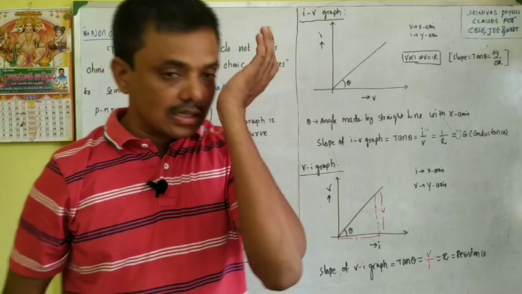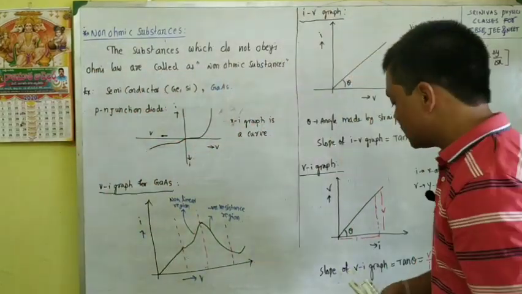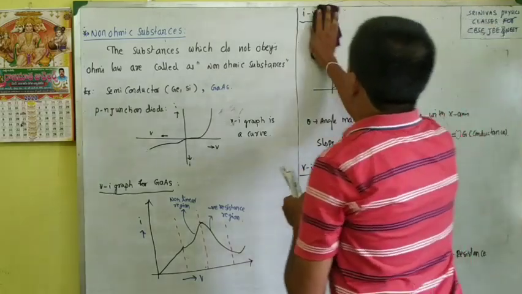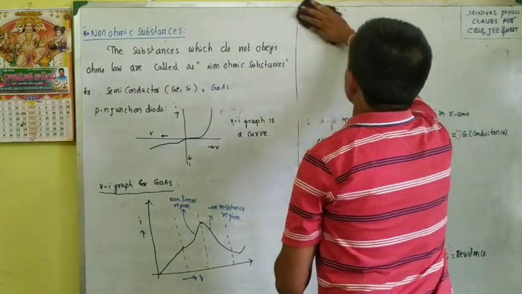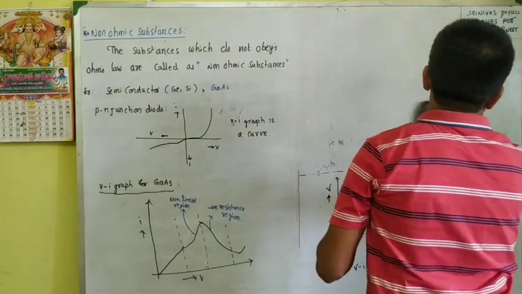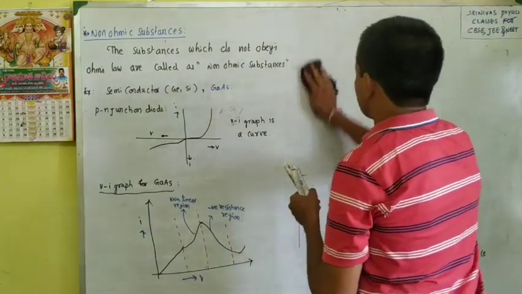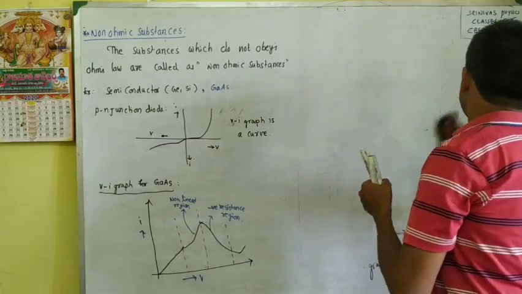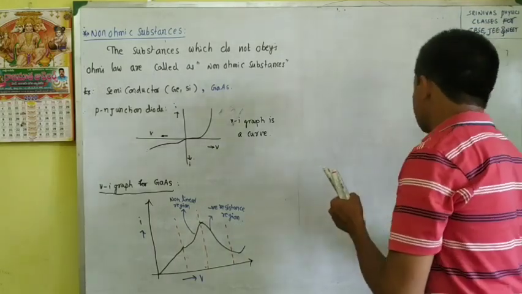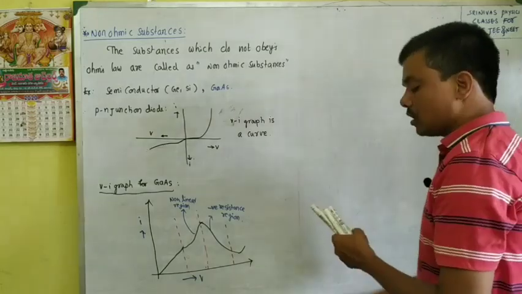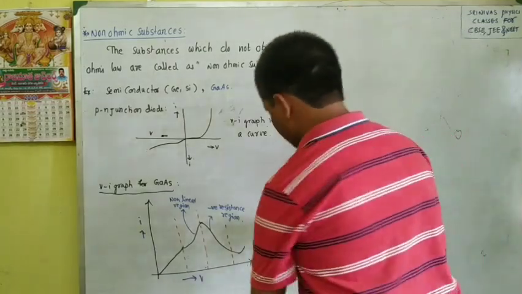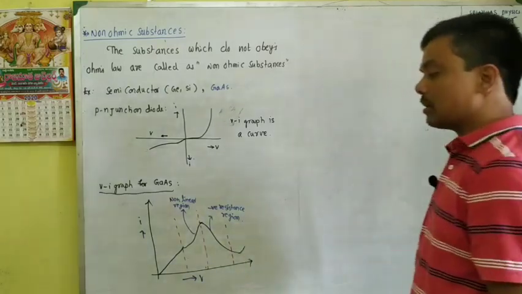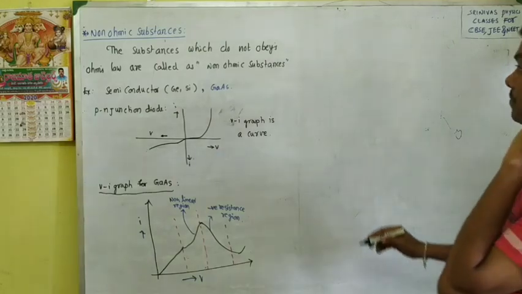Now what is resistance? On what factors the resistance depends, that we will discuss. That is also there in the 10th class, right? If any substance obeys Ohm's law, for that the VI graph is a straight line. If any substance does not obey Ohm's law, for that the VI graph is a curve. That you should remember. Not a straight line, the VI graph is a curve. Here the VI graph is a curve. Here also the VI graph is a curve. And let us see.